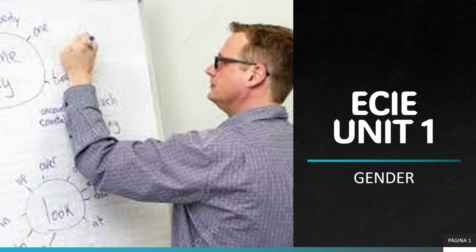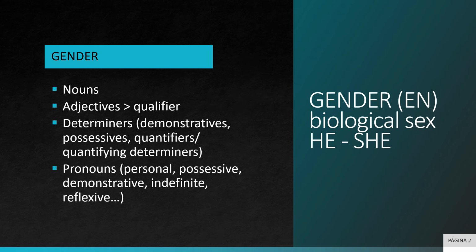In general, when we talk about gender, we associate it only with nouns. But what about adjectives? That is, qualifiers, determiners, pronouns. In this first unit, we're going to deal with gender in all these grammatical categories. What about the difference between adjectives, determiners, and pronouns? Adjectives always have a qualifying function. That is, they always are qualifiers of a noun. For example, beautiful, big, small, large, short, long.